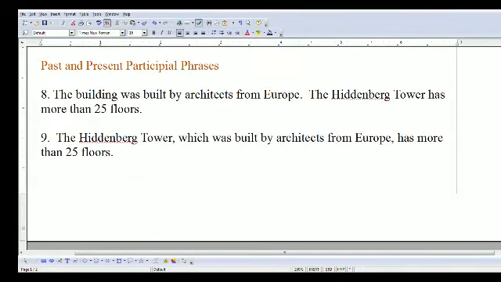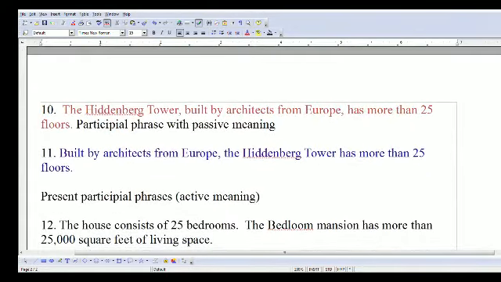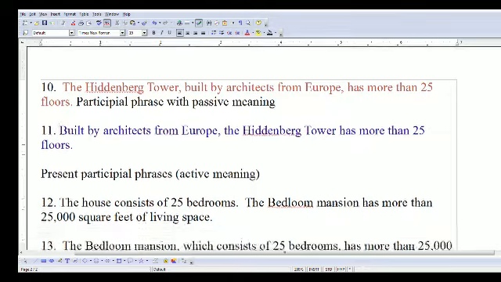Okay, and then in the last part of the video, I talked about present and past participial phrases. So here are some examples. The Hindenburg Tower, built by architects from Europe, has more than 25 floors. Or, built by architects from Europe, the Hindenburg Tower has more than 25 floors. Those are two ways of using these participial phrases.